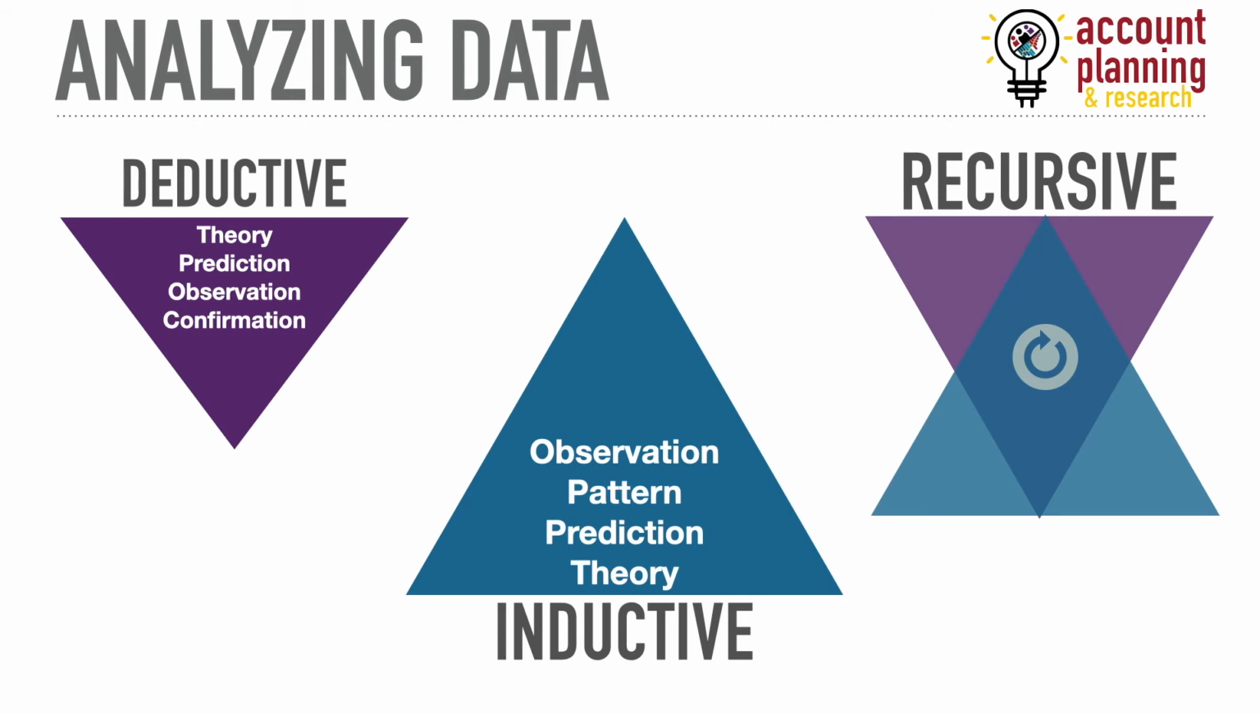You also might use what's called a recursive approach, which is kind of a hybrid of these two approaches. This is where you might start with a theory, but you don't limit your observations to what the theory predicts. Instead, you're open to revising the theory and going through this circular, iterative process from theory to observation and back around again.